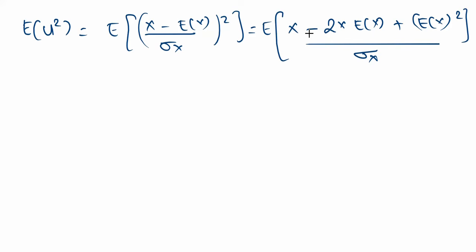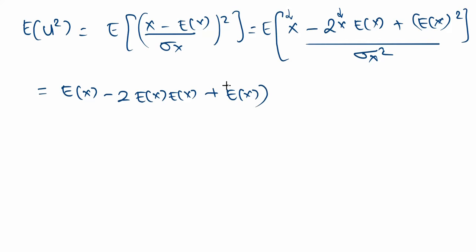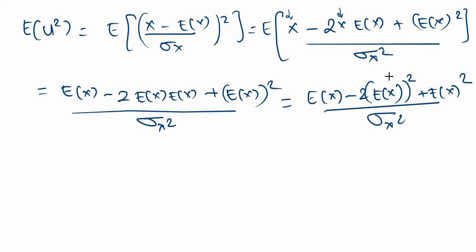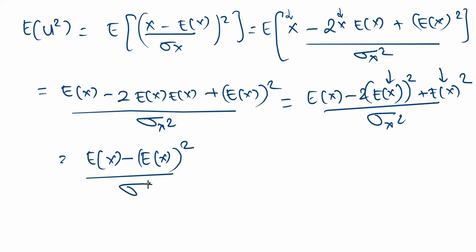Now this expectation, when I take it inside, will affect this x, but this E of x will remain unaffected, and the sigma x square will remain unaffected, since these are all constants. So expanding the terms, I will have E of x square minus 2 (E of x) the whole square plus (E of x) the whole square, divided by sigma x square. Minus 2 plus 1 makes it E of x square minus (E of x) the whole square, divided by sigma x square.